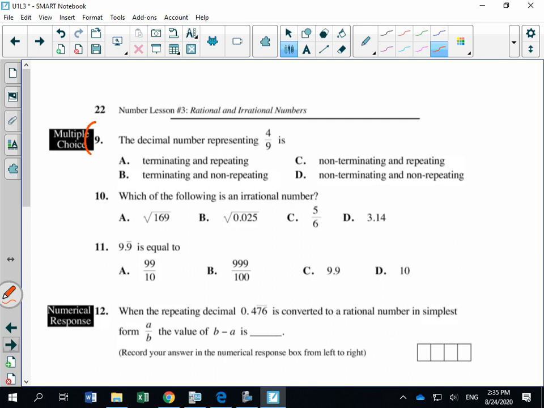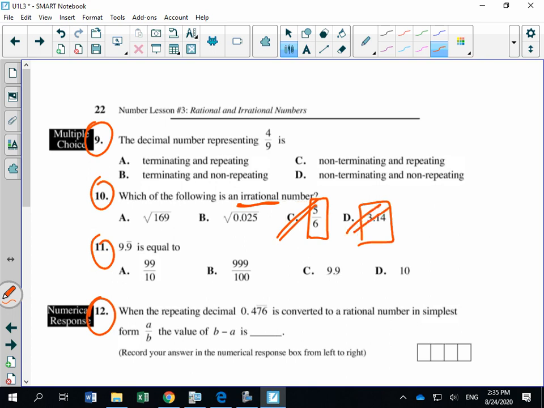9, 10, 11. Oh yeah, I'll do number 12 with you. Actually, I'll do a couple with you. So number 10, you guys, which of the following is an irrational? If you look at C, fraction and terminating. Fractions are all rational. I know that's not going to be the answer. D, it's terminating. Therefore, that's going to be rational. So I just have to type these two in my calculator, and Math 1 fraction these. One of these won't go into a fraction, right? And that will be your irrational.